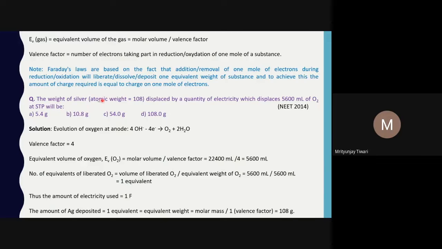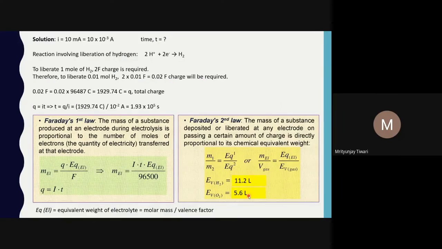So now let's see this question. The weight of silver, whose atomic mass is given as 108 amu, displaced by the quantity of electricity which displaces 5,600 ml of oxygen at STP will be. This is a simple question. One can easily say this, because what we have just seen, the equivalent volume of oxygen is 5.6 liter. How it will come, I have explained earlier.